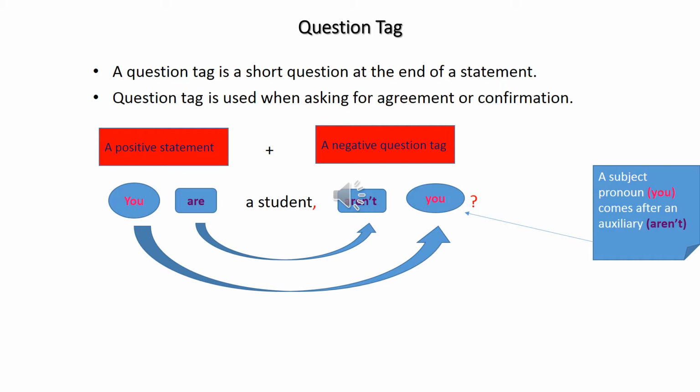As you see here, we have a statement: You are a student, and it is a positive statement. What do you mean by a positive statement? It means that we don't have negation in this statement. You are a student, aren't you? It is a question tag, and we have negation here in this question tag. We have not. Aren't you?